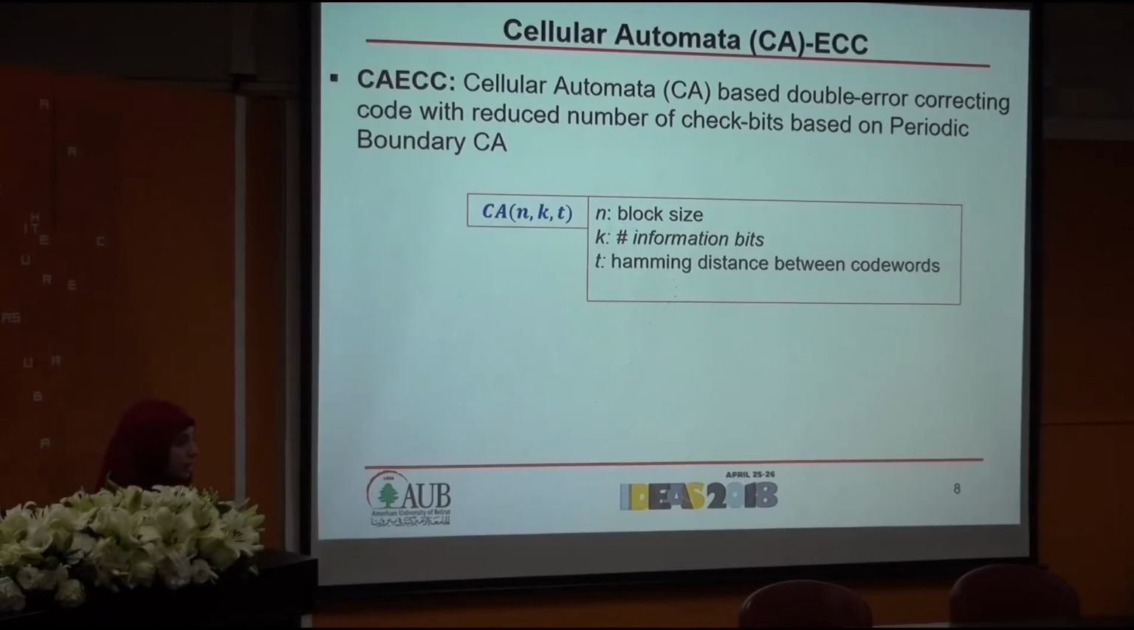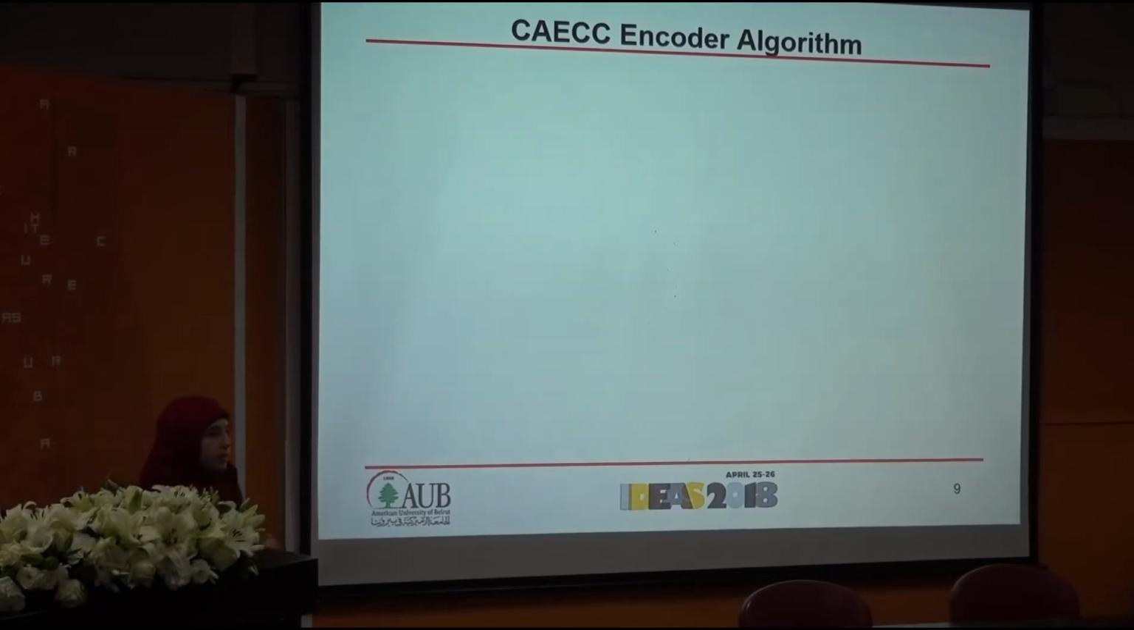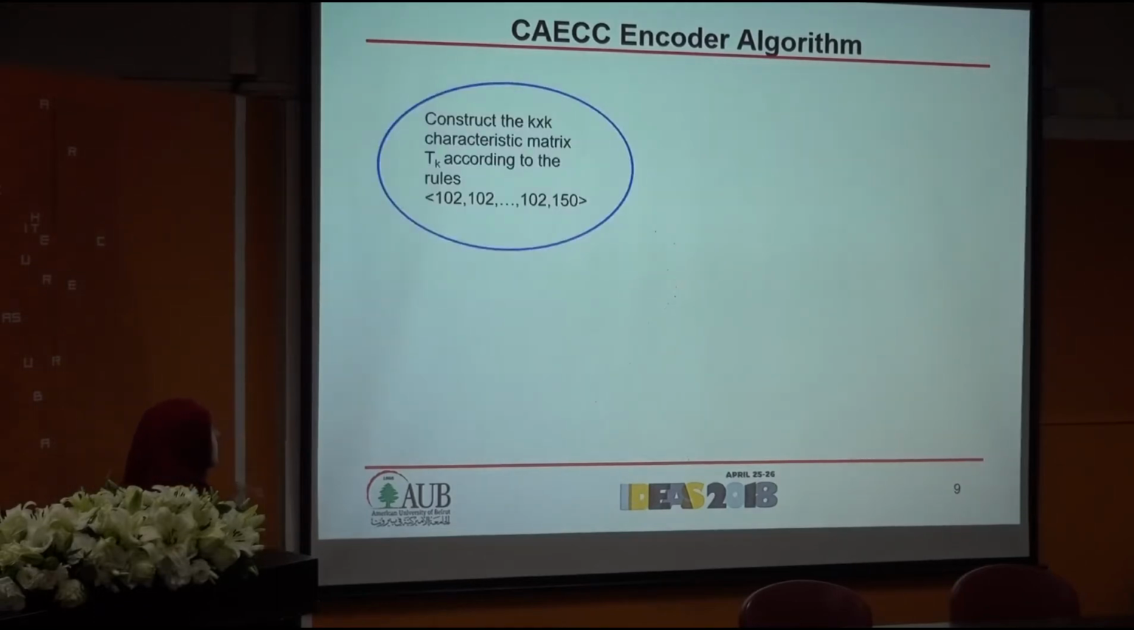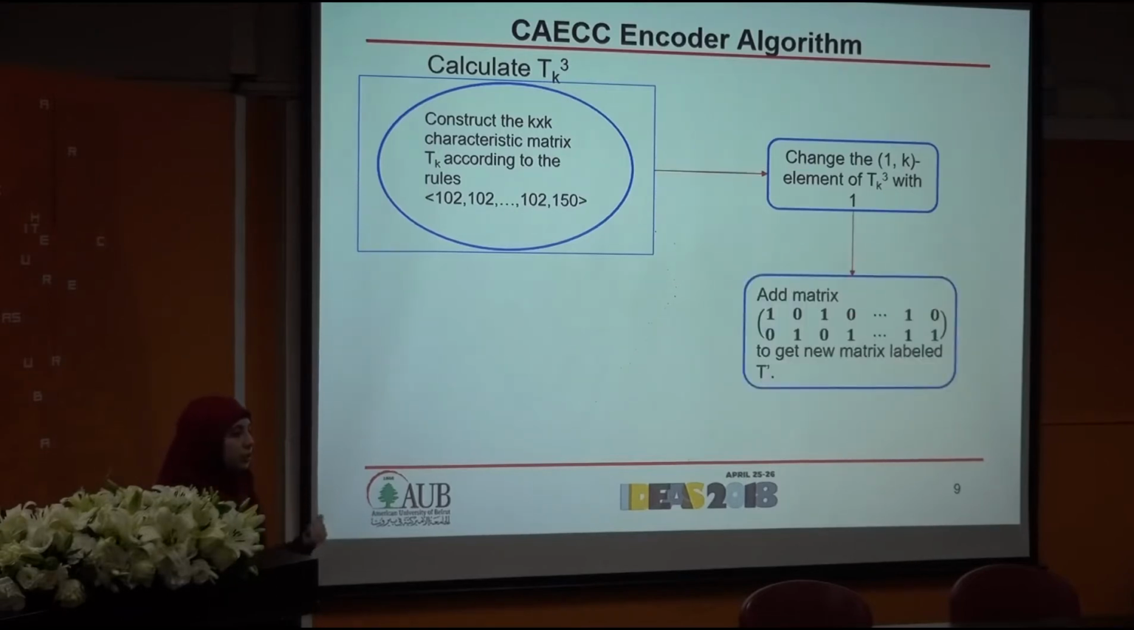For our implementation, we will be using the (15,7,5) cellular automata, which means the block is divided into several 15-bit blocks, each with 7 information bits. The encoder algorithm is based on matrix algebra. So the steps are as follows. We have to construct a T_k matrix, which is based on the cellular automata rules. This matrix is computed 3 times in order to obtain a T_k cube matrix. In this matrix, we alter one of its rows, and then we add 2 additional rows to the matrix in order to obtain an encoder matrix T prime.